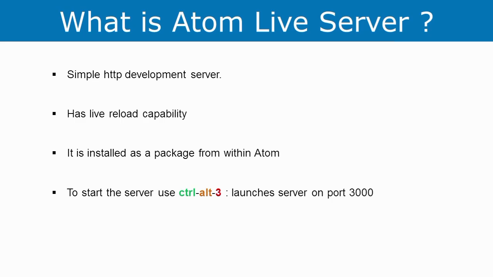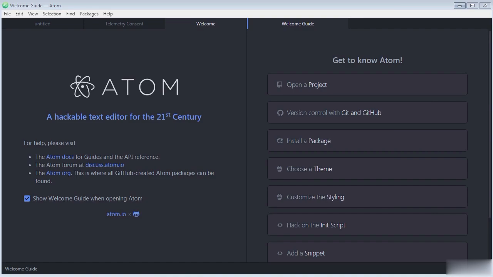If you wanted it to launch on port 4000, you do Control-Alt-4 and so on. If you wanted it to launch on port, say, 900, you do Control-Alt-9. To stop the development server, you type in this command, Control-Alt-Q. So let's go ahead and install the package.